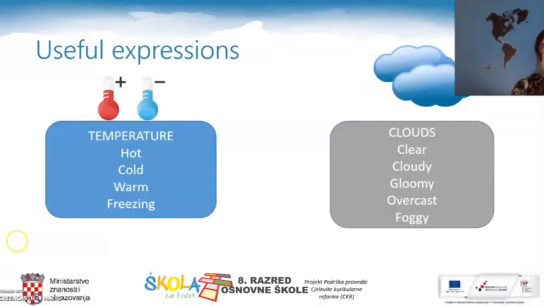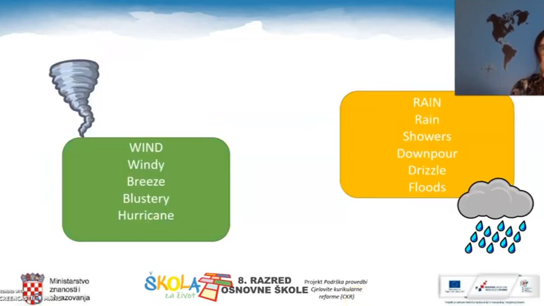So let's move on. Here are some useful expressions that we can use when we talk about the weather. When talking about temperature, the words we can use are hot, cold, warm, or freezing. If we want to say something about the clouds in the sky, we can say that the weather is clear, cloudy, gloomy, that there is overcast, or that it is foggy. Wind. The weather can be windy, there could be a breeze. It could be blustery, and what we see very often in the weather reports are hurricanes.